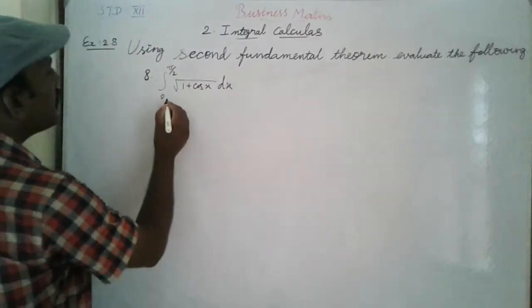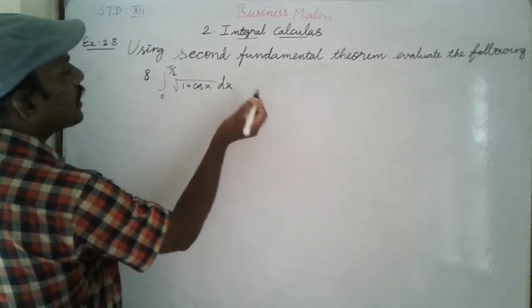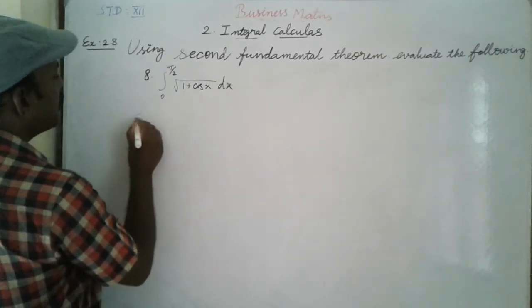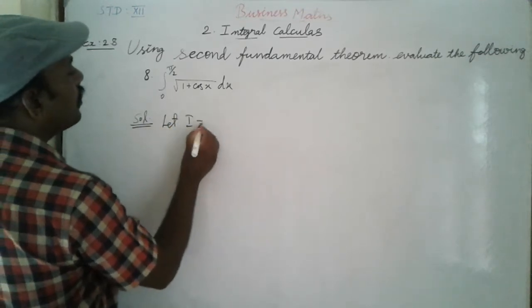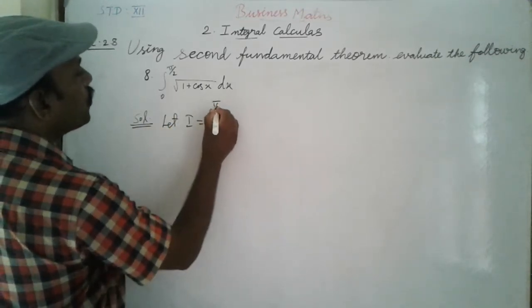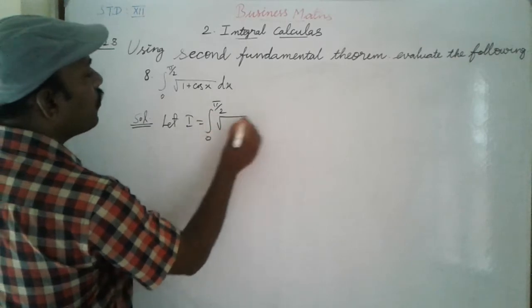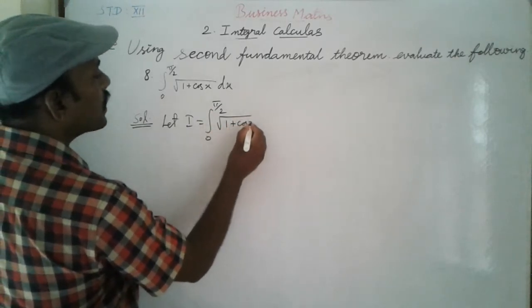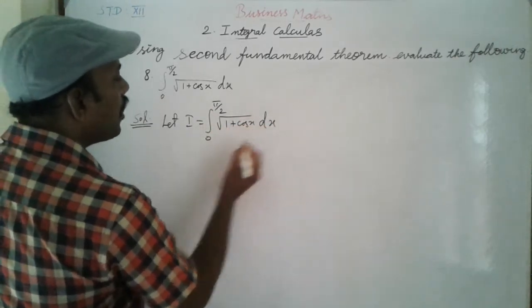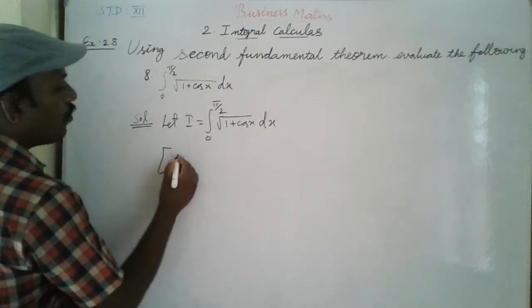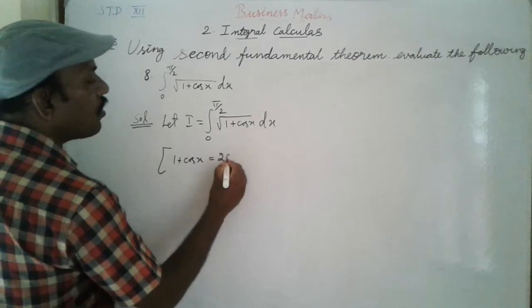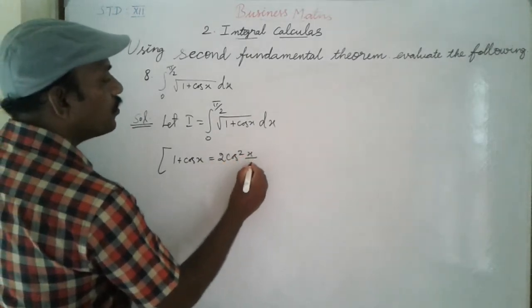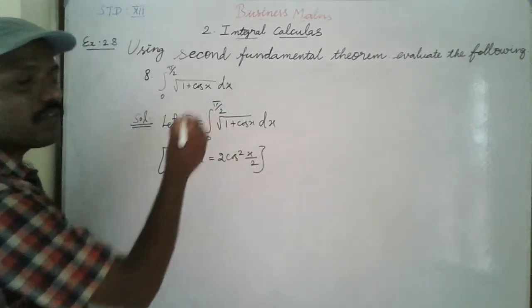8th sum: integral 0 to pi by 2, root of 1 plus cos x into dx. Solution: let I equal to integral 0 to pi by 2 root of 1 plus cos x into dx. We know the formula 1 plus cos x equal to 2 cos square x by 2. We should use this formula.